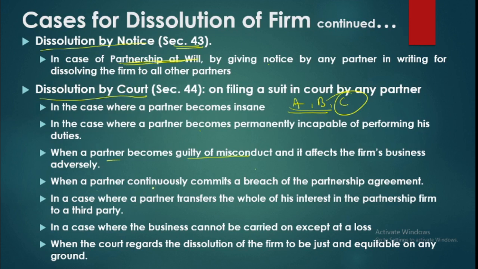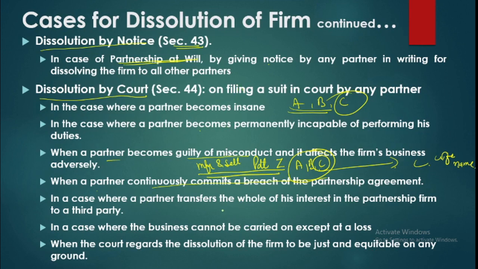Or when a partner becomes guilty of misconduct, again you can go to court. When a partner continuously commits a breach of partnership agreement, maybe you have a partnership firm to manufacture and sell a product Z, and there is a partner in your firm C who starts operating similar kind of business under his wife's name. Now this is a breach of trust. If you are working in a partnership firm, you cannot continue the same business. It's a breach of trust. So if there is a breach of agreement, there might be many more instances. I'm just giving you one of these. So the remaining partners can move court for the dissolution of the firm.